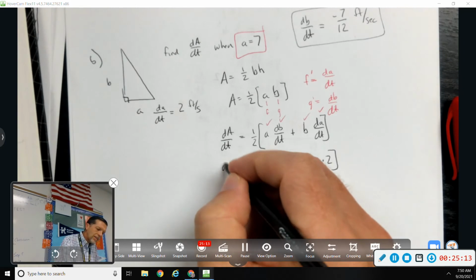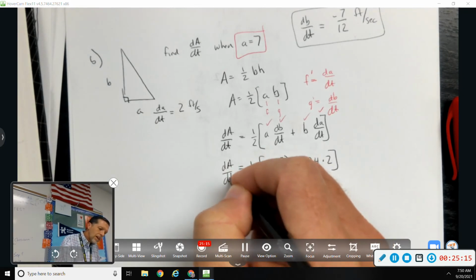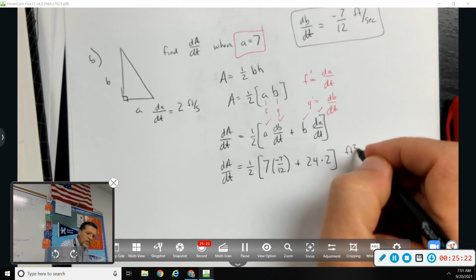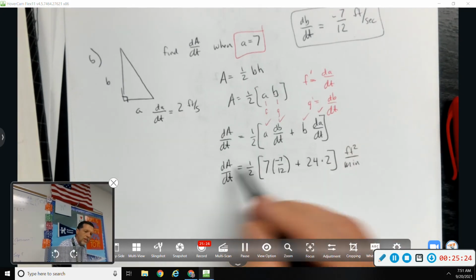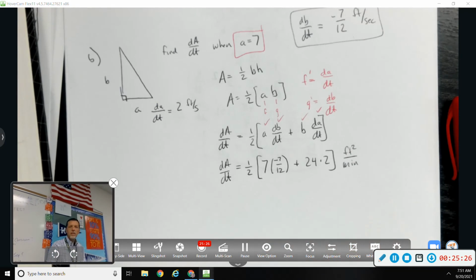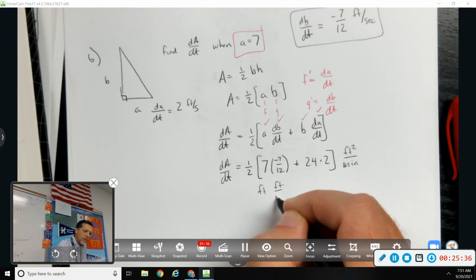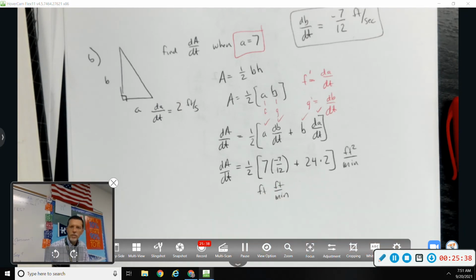And that is a safe stop that I do not want to mess with. Except I still need units on there, feet squared per minute. Area, feet squared, time in minutes. That one you could do the units without too much difficulty. Feet times feet per minute.